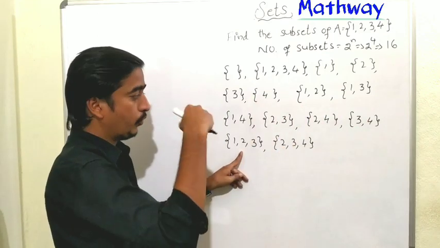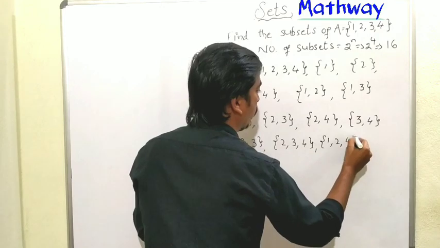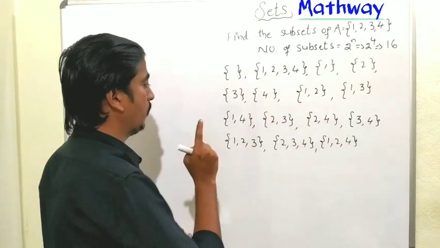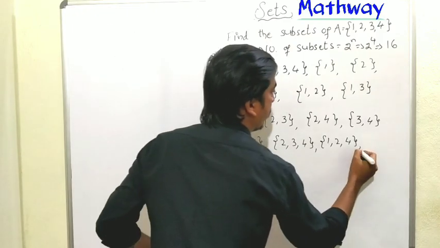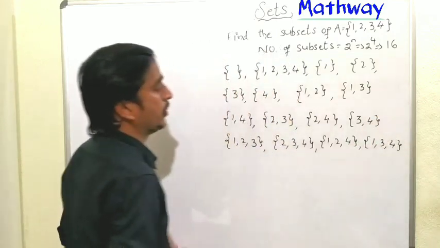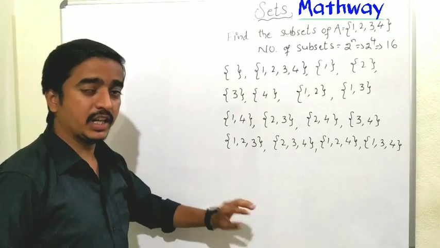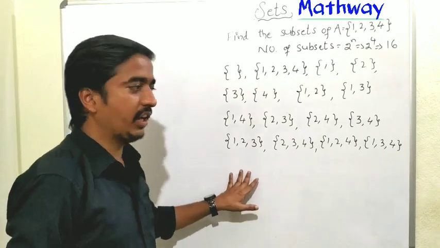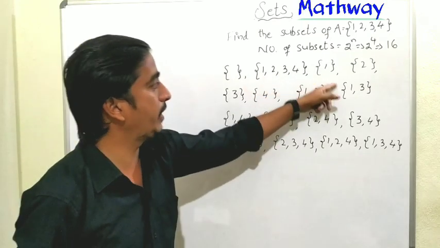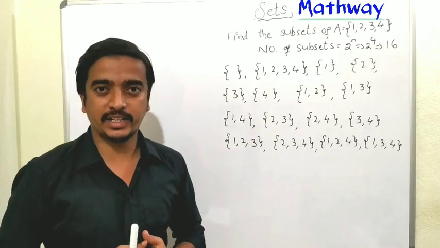So we can take 1, 2, 4. Here 3 is missed, so we can take 1, 3, 4. How many total are finished? 4, 4, 4, 4. So these are the subsets. If you try, you will never get a new subset. Even if you get any subset, it will already be among these subsets. So in this way, you can find the number of subsets.